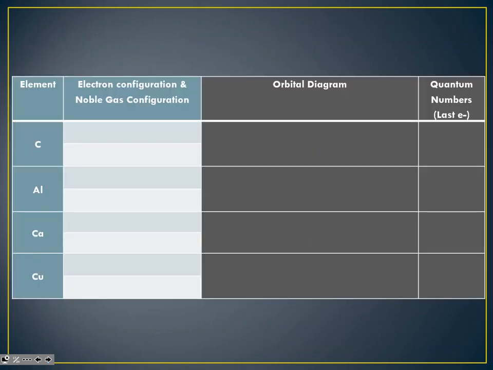So let's go ahead and do some examples here. Like carbon. What is the electron configuration for carbon?